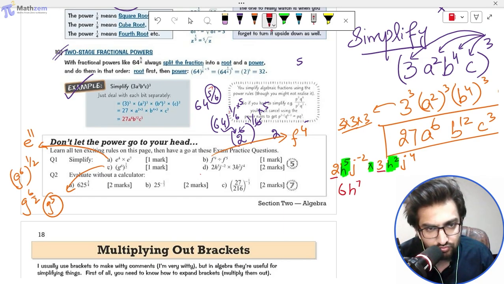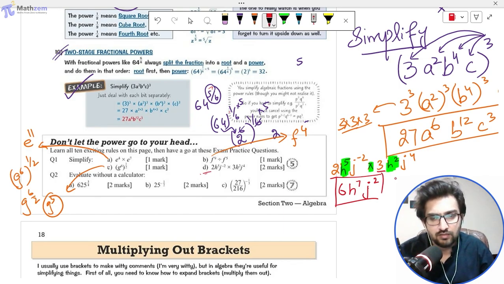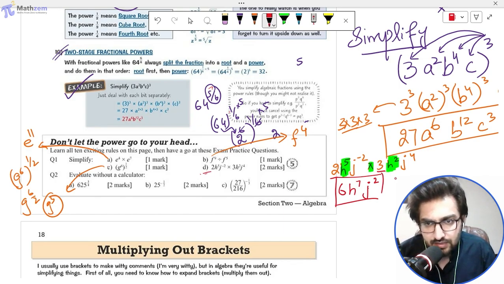Similarly, j to the power minus 2 and j to the power plus 4, so it will become j to the power minus 2 plus 4, which is 2. So that is the answer to question part D. And similarly, you try these questions.